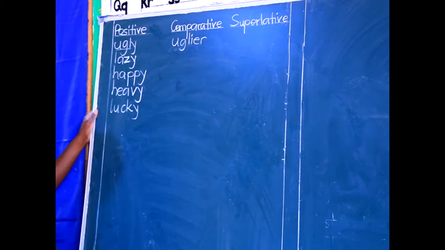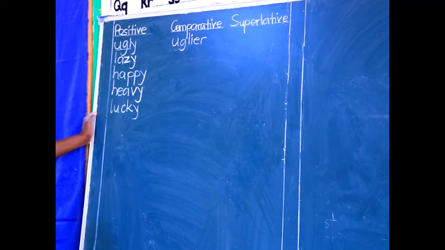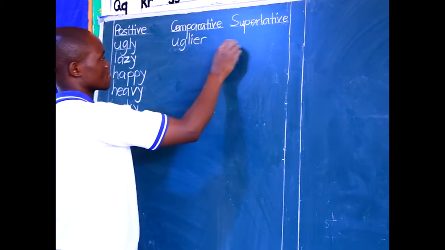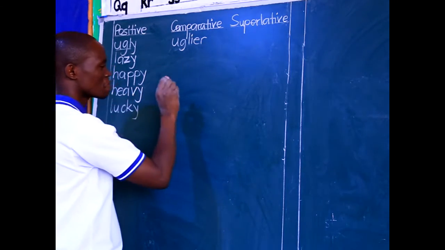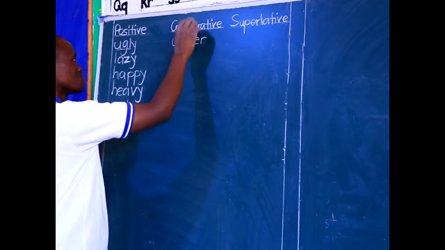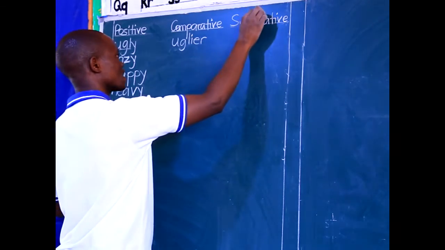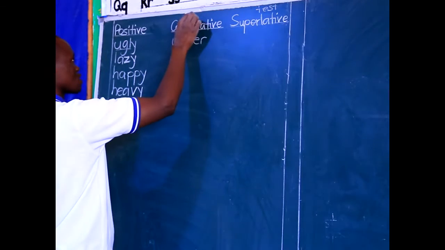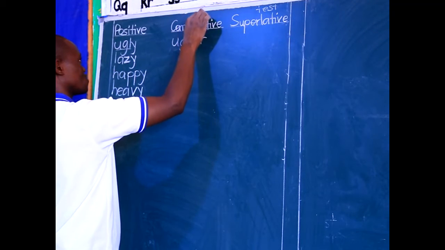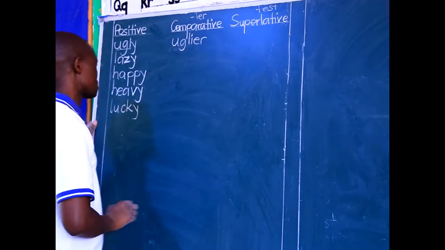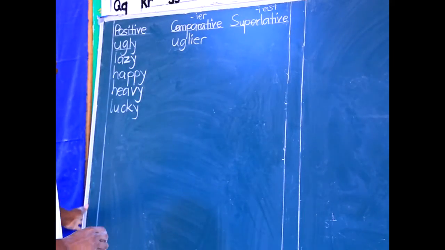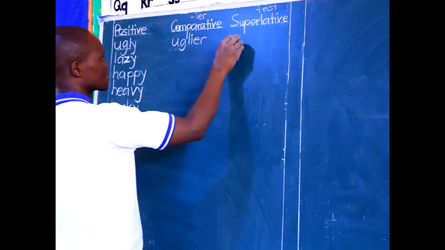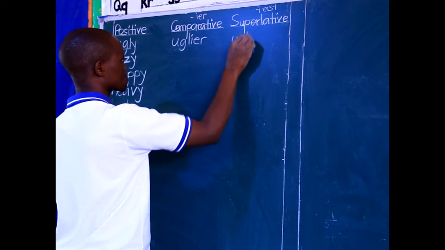I-E-R. And that is our suffix this time round. Uglier. The final superlative is formed by changing the last Y to I-E-S-T. Maybe all these letters, these suffixes appear. I-E-R, then I-E-S-T, for adjectives that end in Y. Ugly, uglier, ugliest.